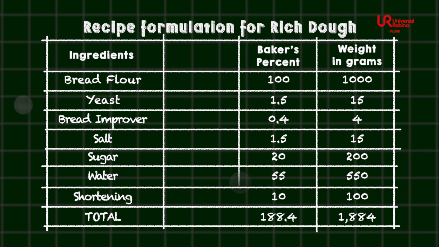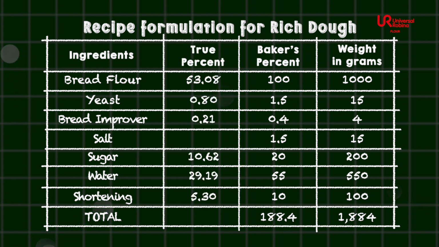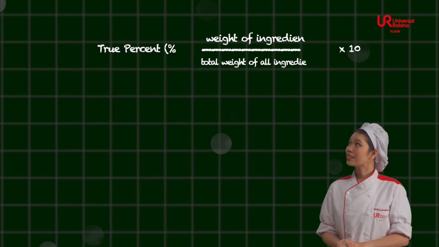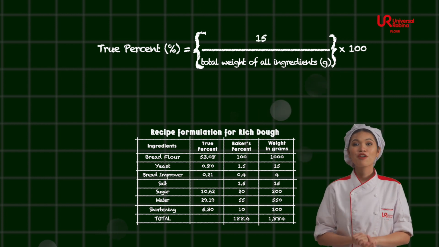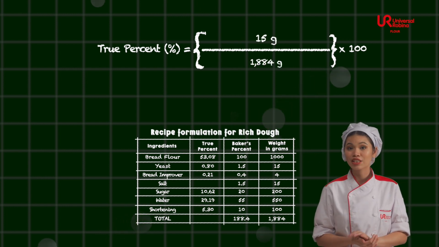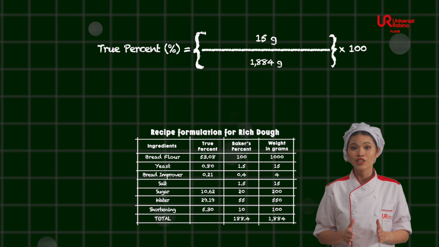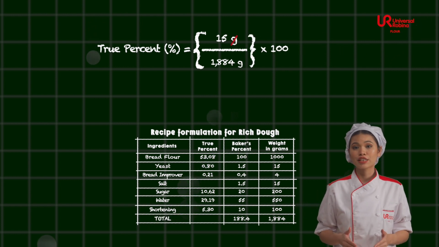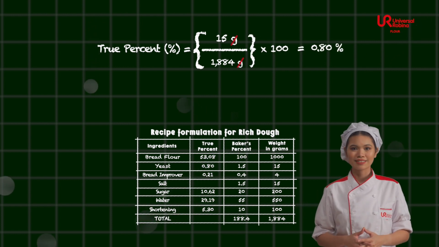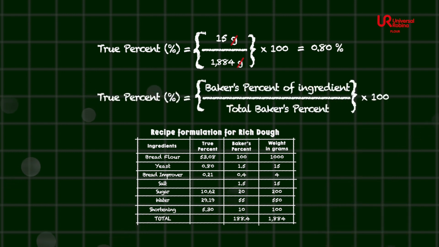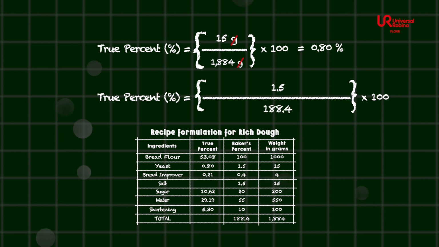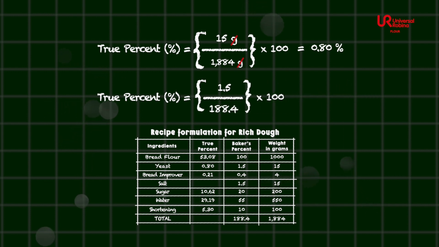We added a column para sa true percent sa table ng recipe formulation for rich dough. Let us compute for the true percent of salt. Using the first formula, 15 divided by 1,884 times 100, this gives us a true percent of salt of 0.80%. Using the second formula, 1.5 divided by 188.4 times 100, we arrive at the same true percent of salt, which is 0.80%.